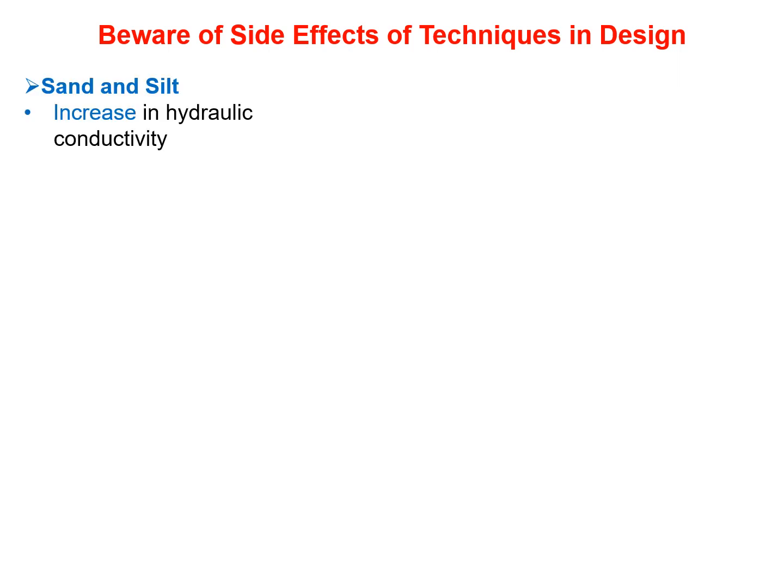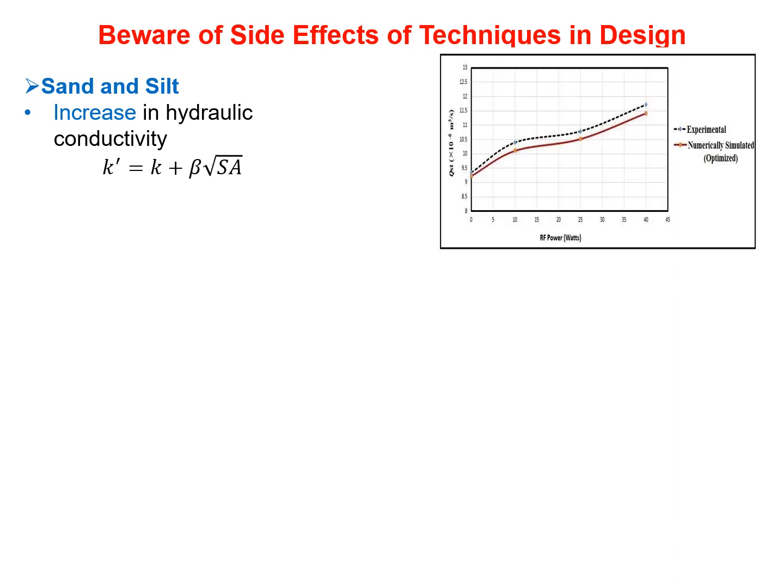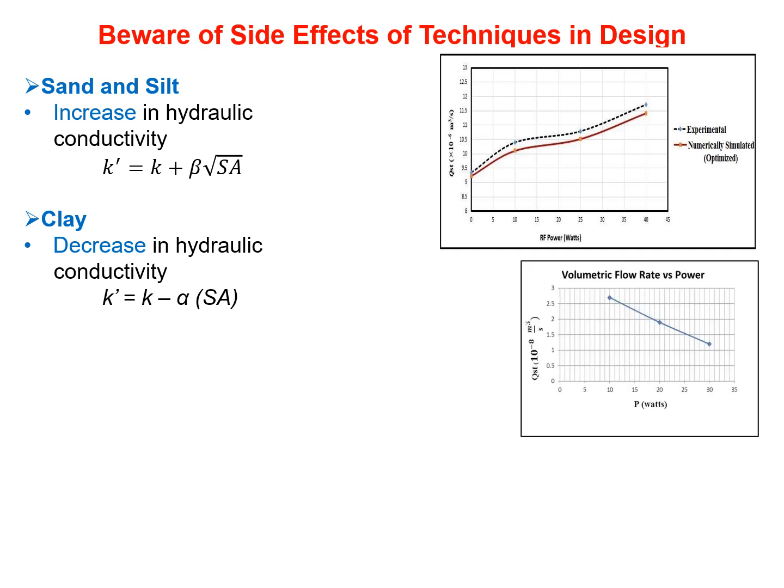In the case of sand and silt, EM waves increase the hydraulic conductivity. We discovered the relation, and you can see how discharge on the vertical axis increases with the increasing EM waves power, RF power, radio frequency power. And in the case of clay, hydraulic conductivity decreased, and we discovered the governing equation for that as well. And as you can see, the discharge decreased with increasing power.